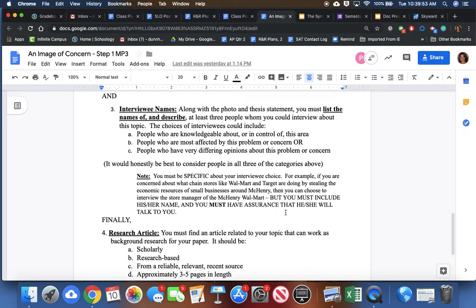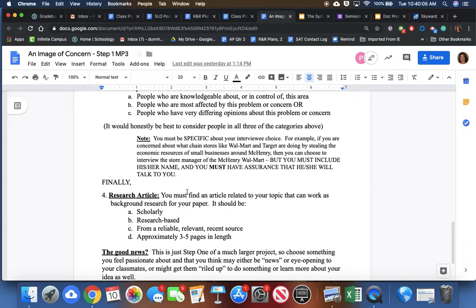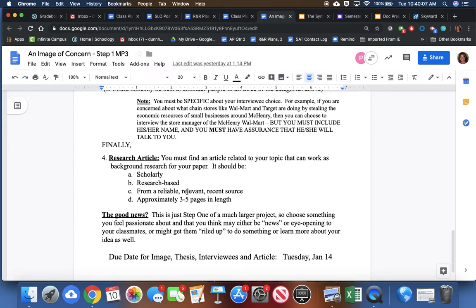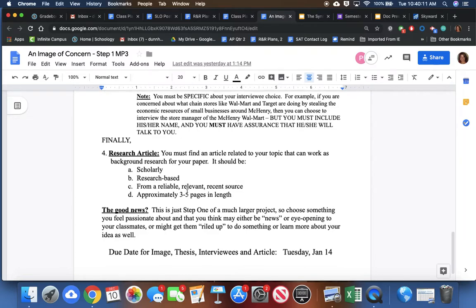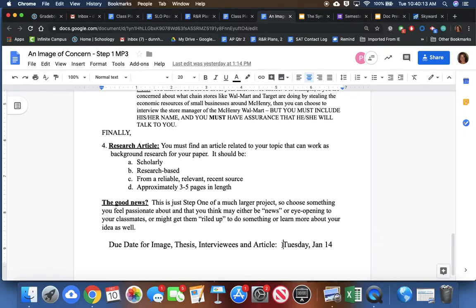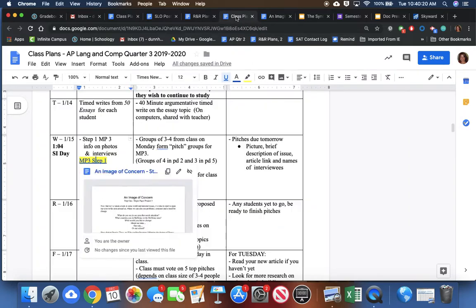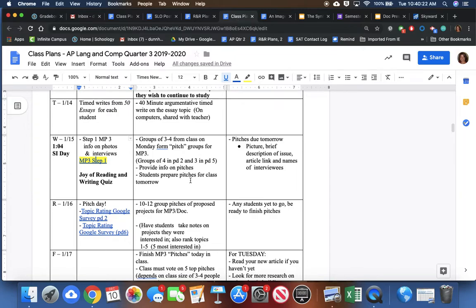with your picture. I also want to know who are three people that you know who you could interview about the problem or concern or area or whatever it is. Think about these different types of people, as well as finding a research article that goes along with that theme and with that topic. So you'll take a look at here, Tuesday, January 14th, that was due, but now we're going to be actually using it today in class on the 15th.